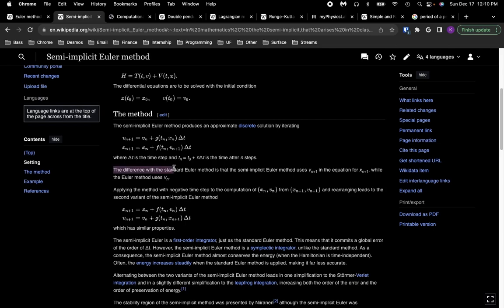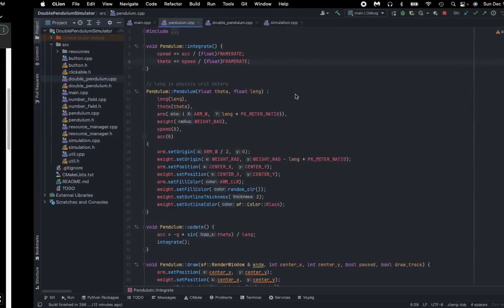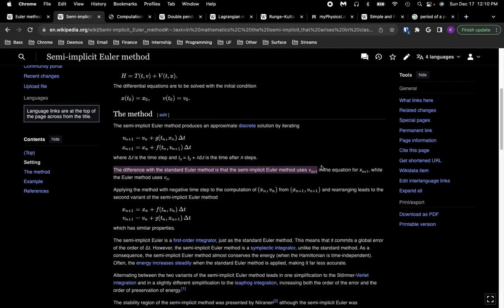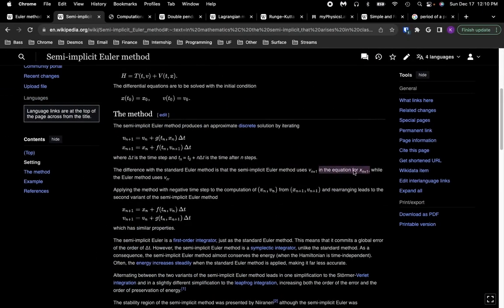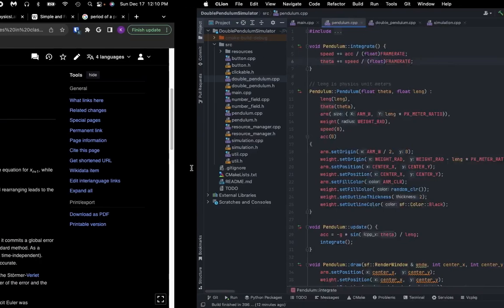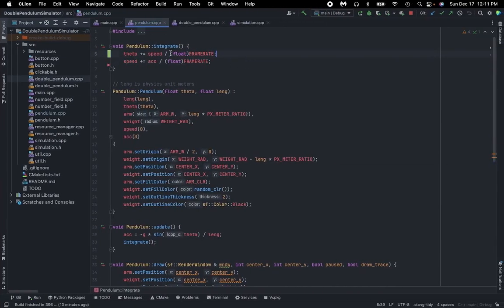It says it right here. The difference from the standard Euler method is that the semi-implicit Euler method, which is what we're using, uses the vn plus 1, the new speed, or in this case, angular velocity, in the equation for xn plus 1, which is the new theta. In our case we're using theta, they're using x, same thing. While the Euler method uses vn, the old speed. So if we just change the order, now we're using the old speed. So this is the Euler method.